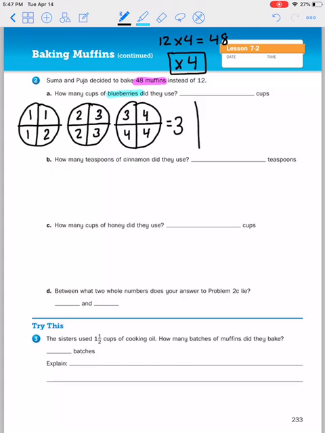You could do 4 times 3/4, which, remember, you multiply 4 times 3, and you get 12/4, which is equal to 3. So they need 3 cups of blueberries for their 48 muffins. So this is an example of where when you multiply a whole number times a fraction, it comes out as a whole number. It comes out as even. An even 3 cups. Nothing extra.